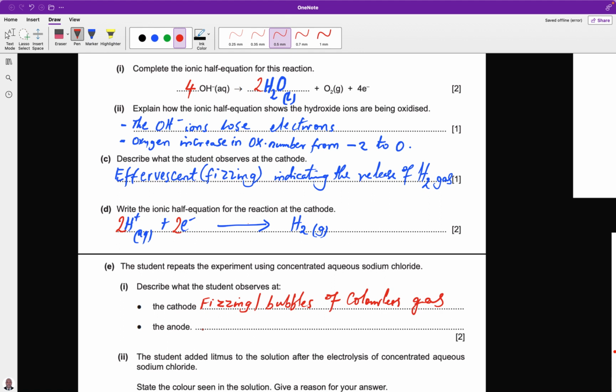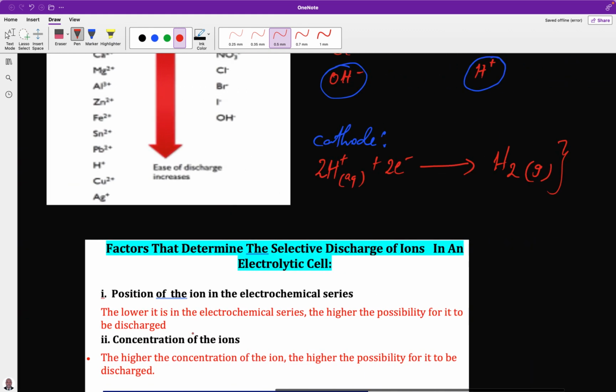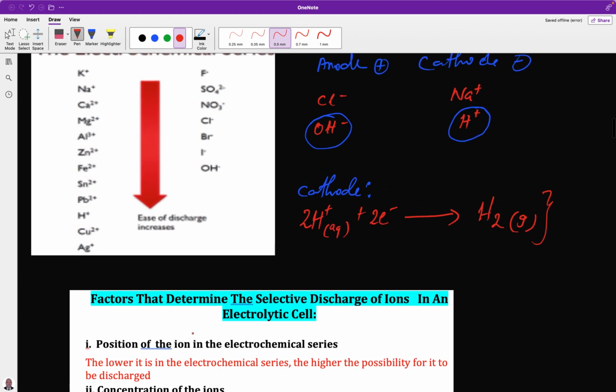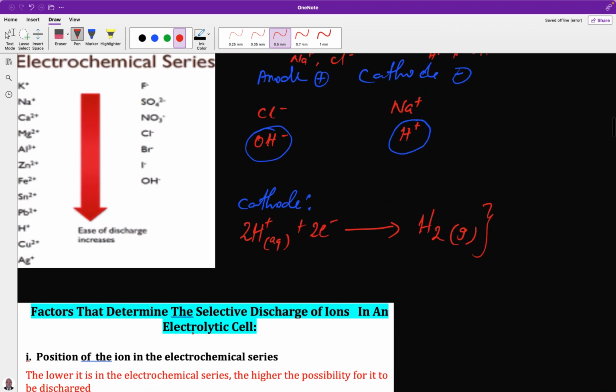I said that instead of the OH being deposited at the anode, because there are two anions, the chloride and the OH, but this time it is concentrated aqueous sodium chloride, because it is concentrated, OH is no longer there. So it is only the chloride ion that is going to be deposited. It is the chloride ion that is going to undergo a reaction at the anode, and a gas will be produced. Chlorine gas will be released.